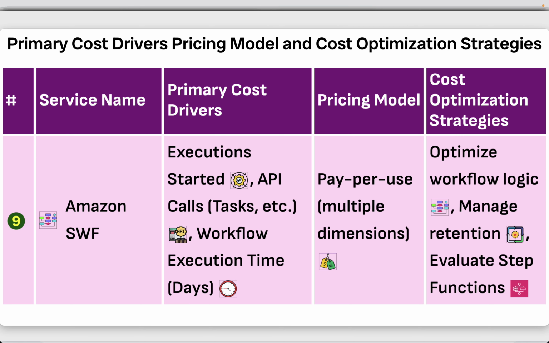Simple Workflow Service costs are pay per use across multiple dimensions. So this is executions started, API calls, which are tasks, and workflow execution time in days. Optimized by optimizing workflow logic in deciders and the workers, managing retention of history, and evaluating if Step Functions is a better fit and potentially more cost effective for new workloads.